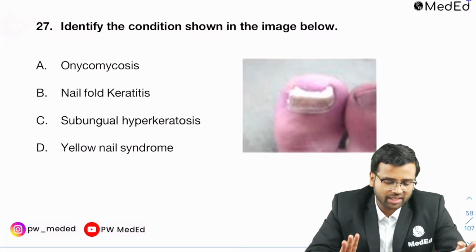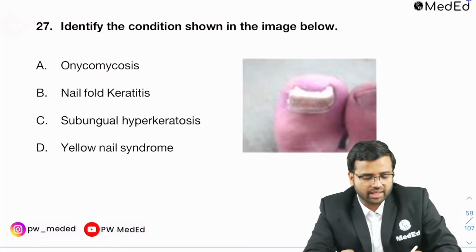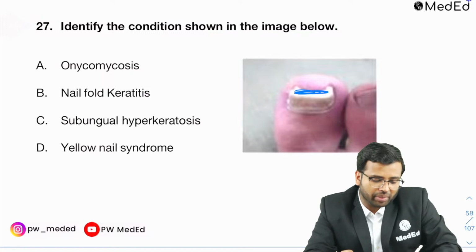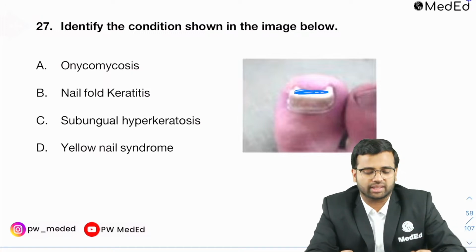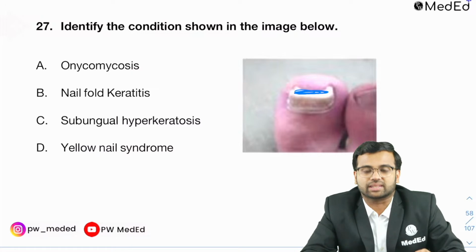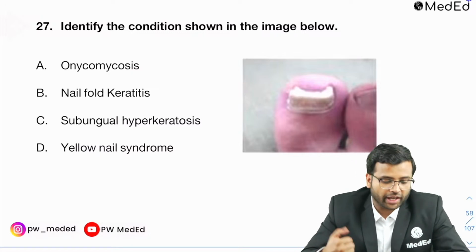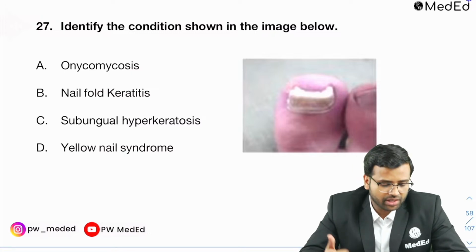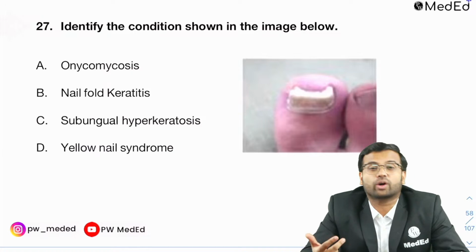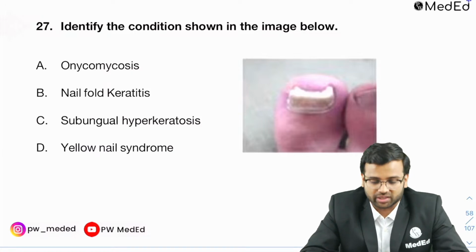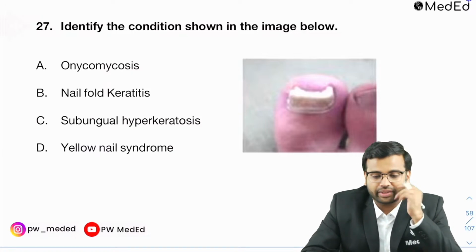So what exactly is the finding that you can see? You can see that there is a thickening beneath the nails. Okay, or there is a thickening just below the nails, isn't it? Now, what do you call for this kind of a thickening? Is it onychomycosis, nail fold keratitis, subungual hyperkeratosis, or yellow nail syndrome? What is it? So who can give it a try?